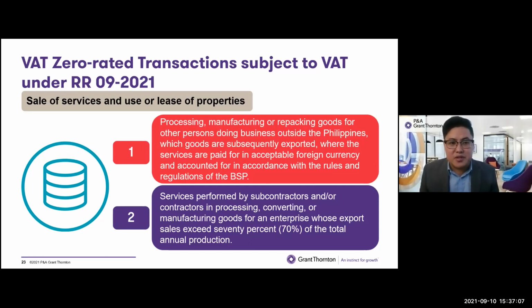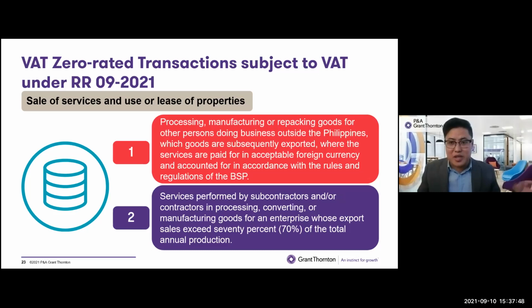When it comes to sale of services and use or lease of properties, however, because we might be leasing these properties, the 12% VAT applies to these instances: for processing, manufacturing, or repacking of goods for other persons doing business outside the Philippines. It's now subject to 12% VAT. And second, services performed by subcontractors and or contractors in processing, converting, or manufacturing goods for an enterprise whose export sales exceed 70%.